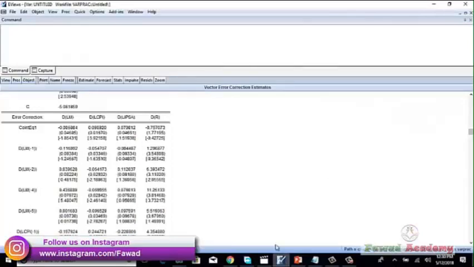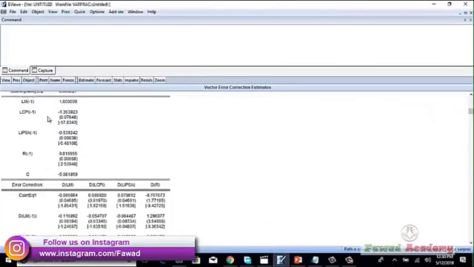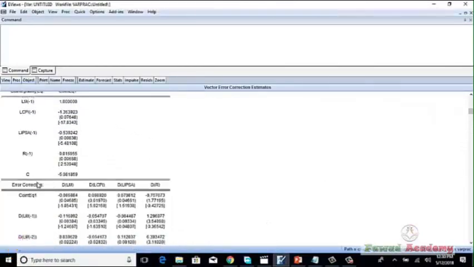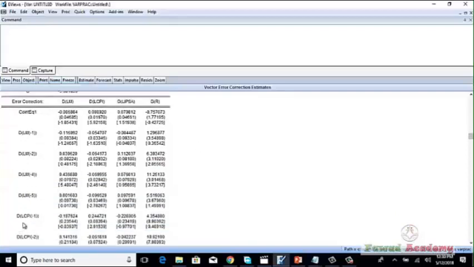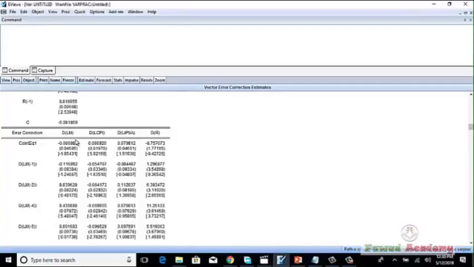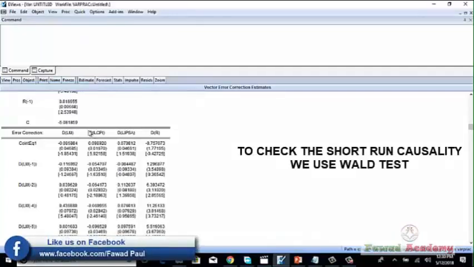Now, this is the long run equation, this is the speed of adjustment. Now the question is how can you find the short run causality, meaning whether the consumer price index, the inflation, will cause the money supply in the short run or not. The procedure to find the causality is very simple.